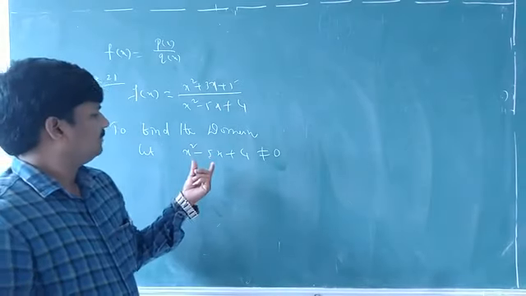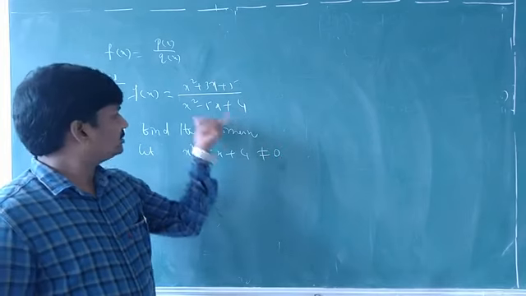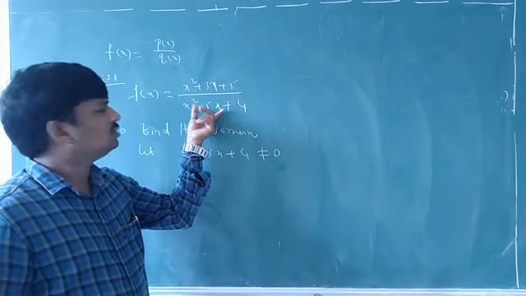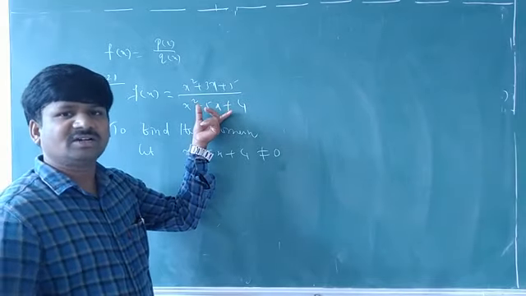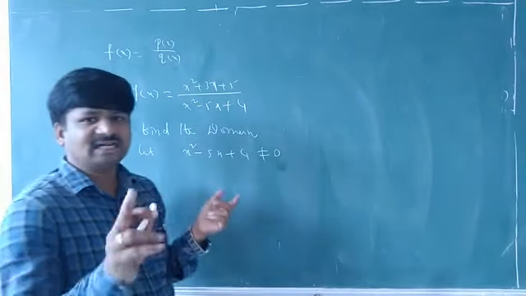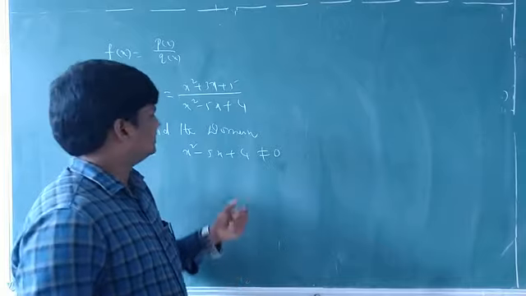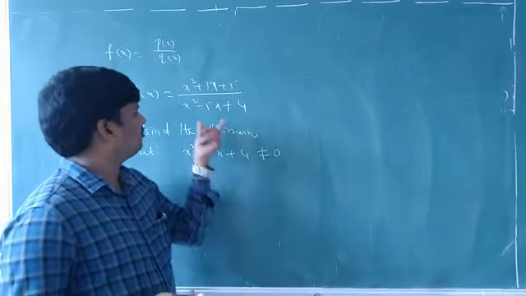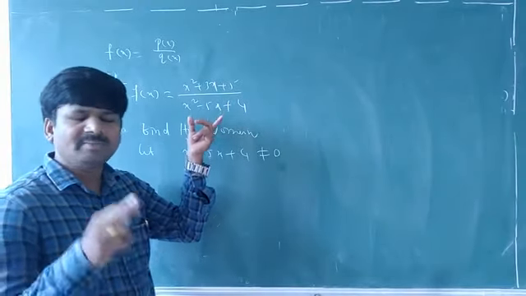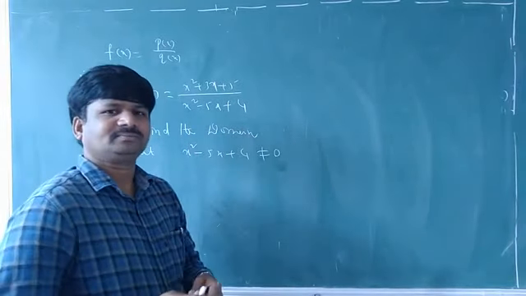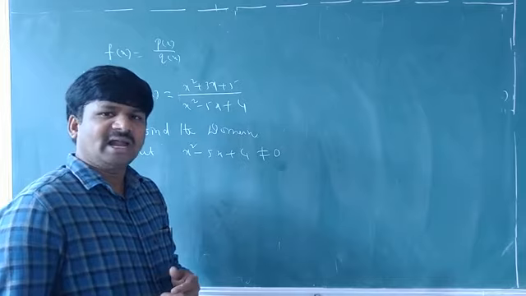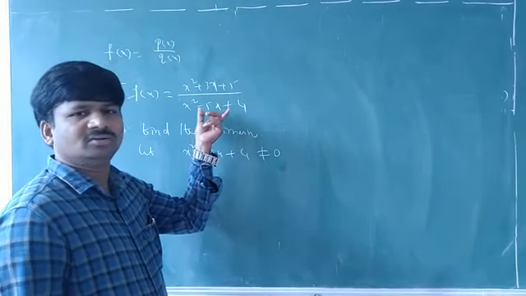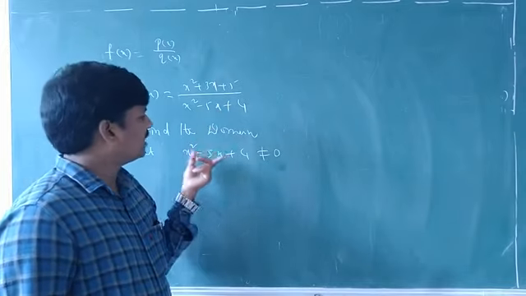Now, why is it not equal to 0? If the denominator is 0, we get some value divided by 0, which is not defined. So the denominator must not be equal to 0. To find the domain of this function, domain means values of x only. So to find the values of x, the denominator must not be equal to 0.